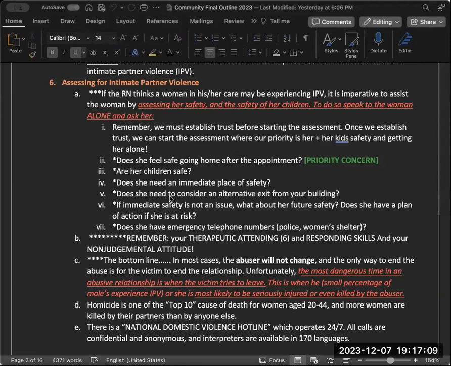So like I said, the priority is getting the trust so we could start the assessment. We want to assess her safety and the safety of her children by asking her simply, does she feel safe going home and are her children safe? Then we're looking at the other things. Does she need to go somewhere now? Does she need to exit the building differently? And what about future safety? Then we start doing safety planning. So all of that stuff ties together. And I definitely think she's going to be asking us a therapeutic question on responding skills because she mentioned that.